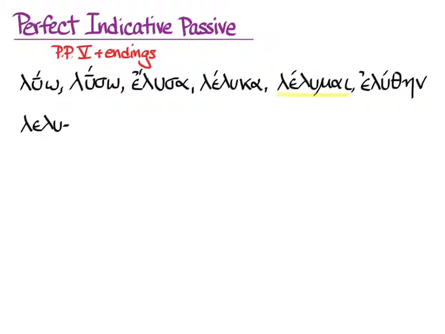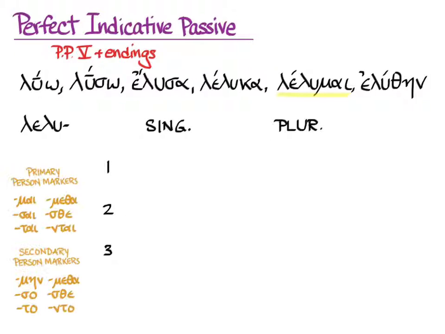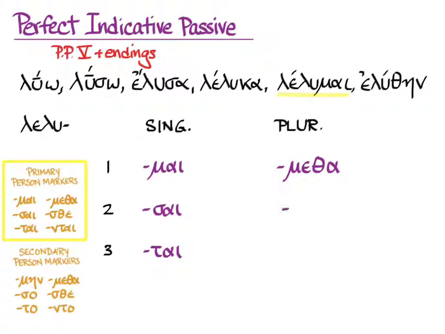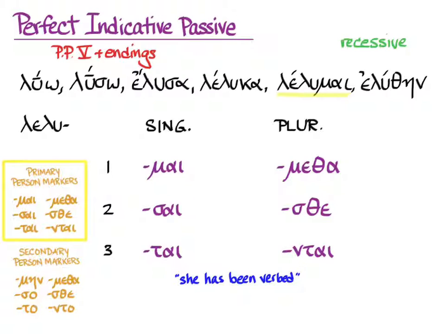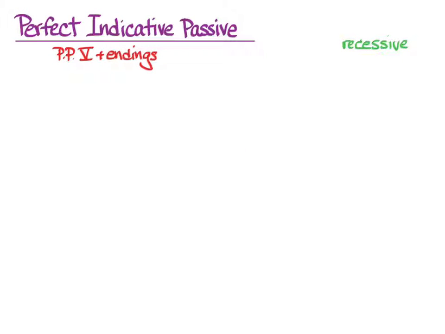Because we're passive and in a primary tense, we're going to use the primary person markers. And here's my favorite part about the perfect. You take those primary person markers and you just slap those endings onto the stem. No foolishness about the second person singular and intervocalic sigmas. It's just mai, sai, tai, metha, sthe, ntai. The accent is recessive. The default translation is she has been verbed because we are in present time and completed aspect. So all put together, it's going to look like this.